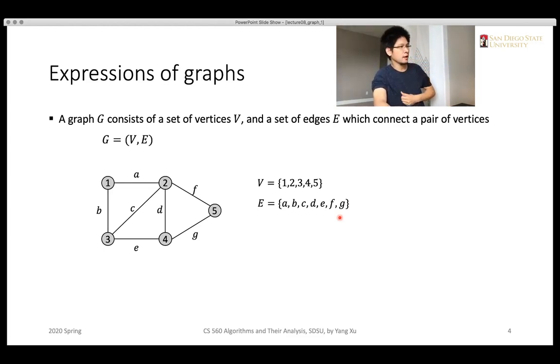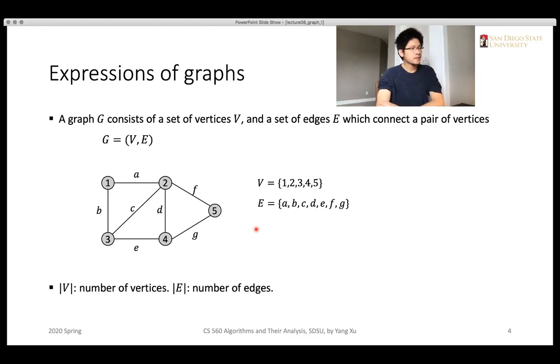You may have already noticed that not all pairs of vertices are necessarily connected to each other. Like in this case, vertices 1 and 4 are not directly connected. There's no direct edge between 1 and 4. Or 1 and 5, right?